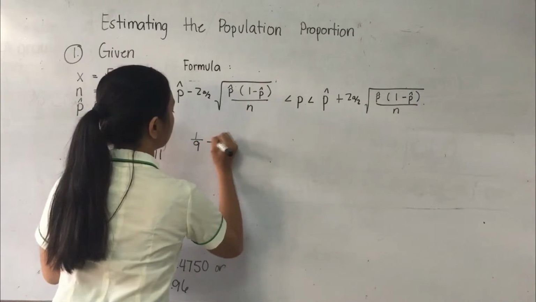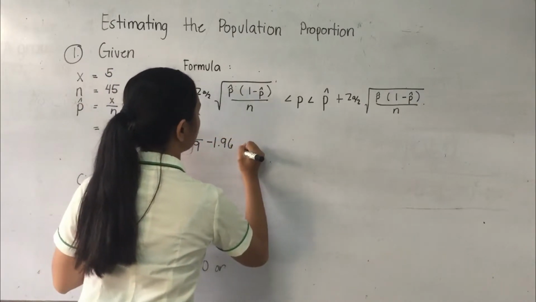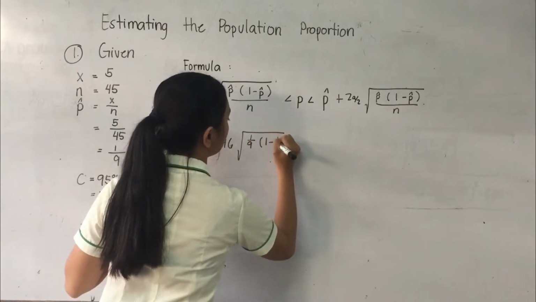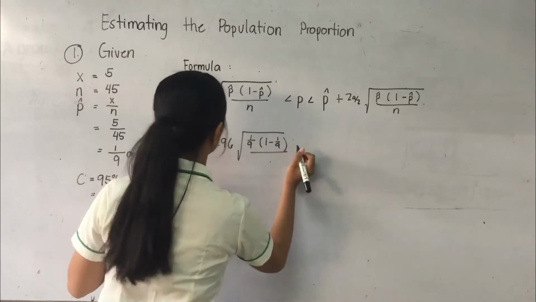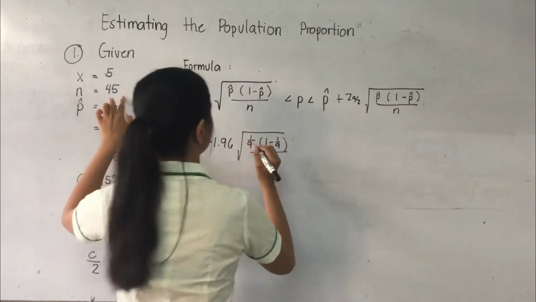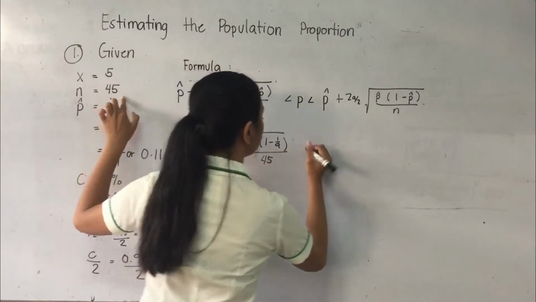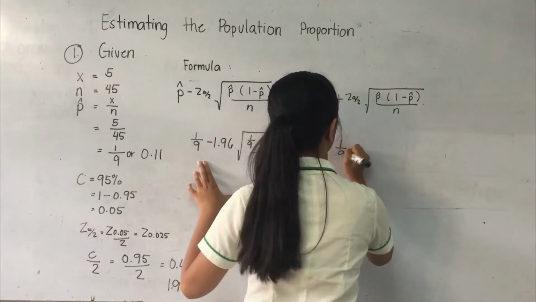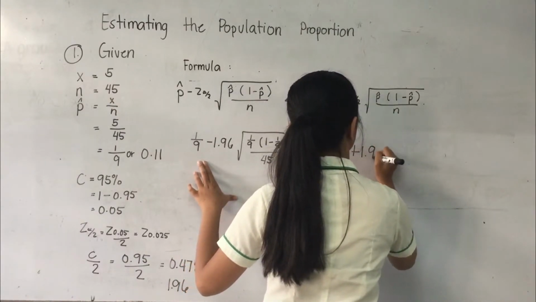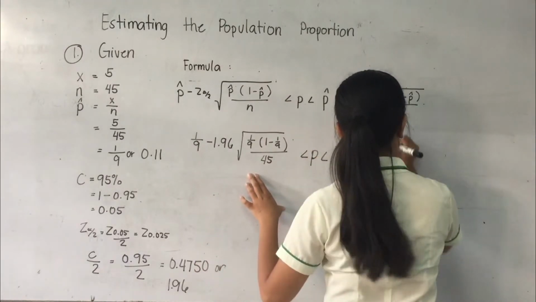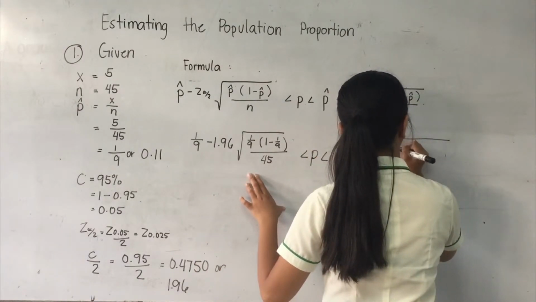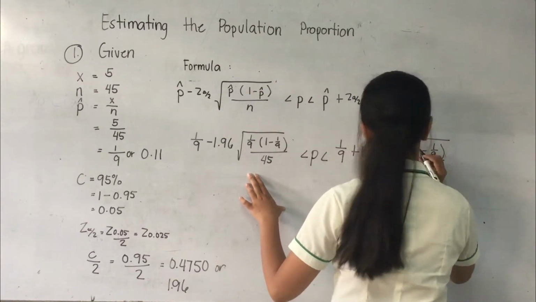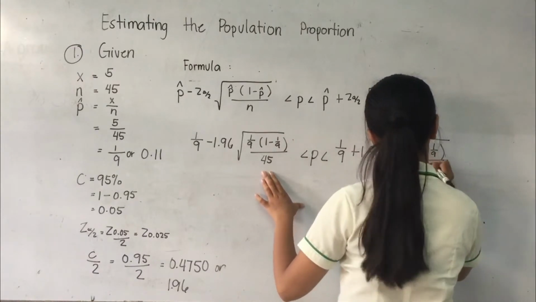That is 1 over 9 minus 1.96 times the square root of 1 over 9 times the quantity of 1 minus 1 over 9 close quantity over 45, less than p less than 1 over 9 plus 1.96 times the square root of 1 over 9 times the quantity of 1 minus 1 over 9 close quantity over 45.